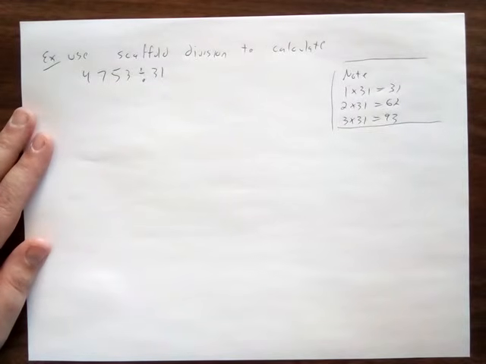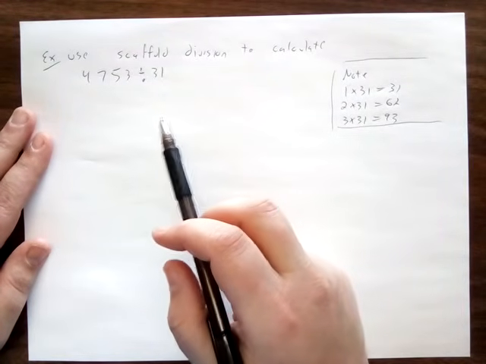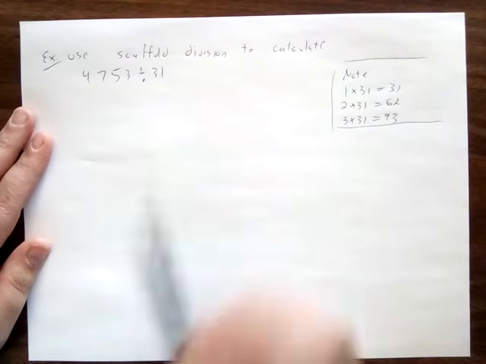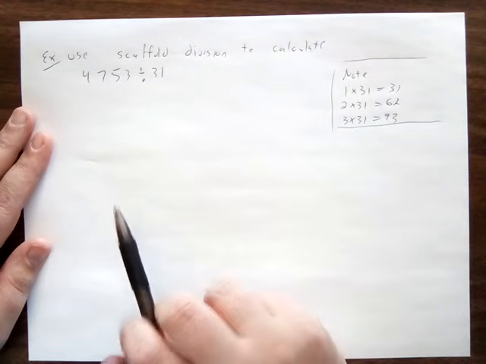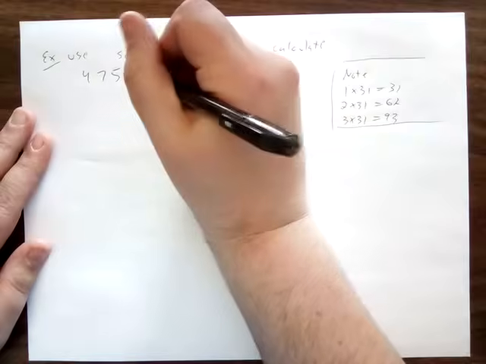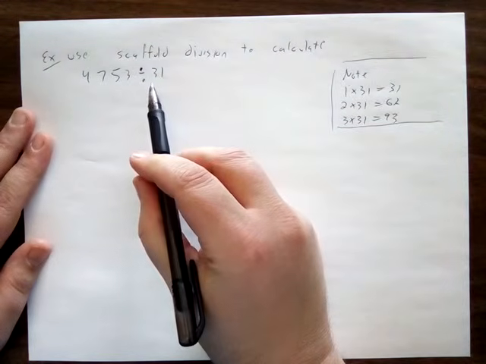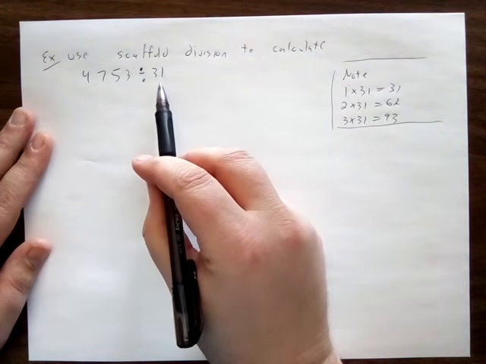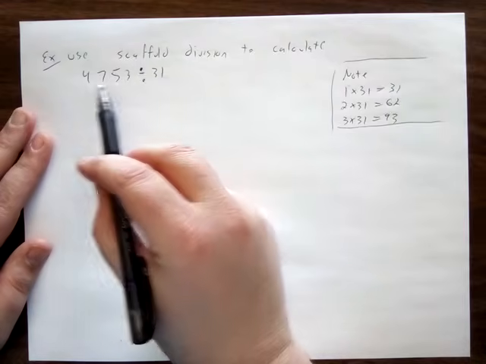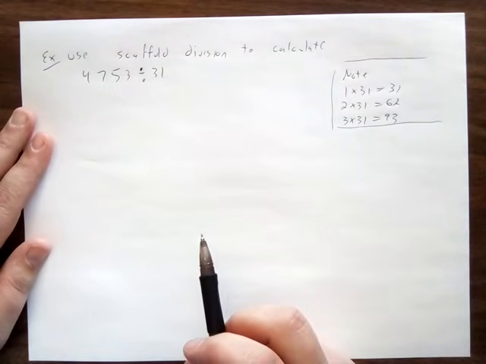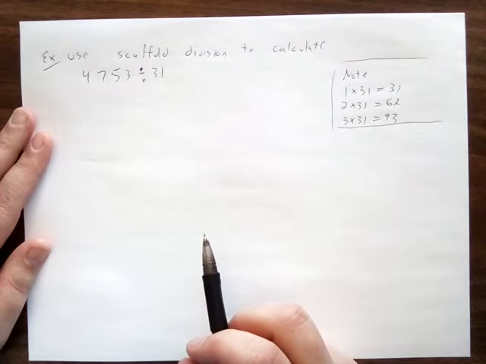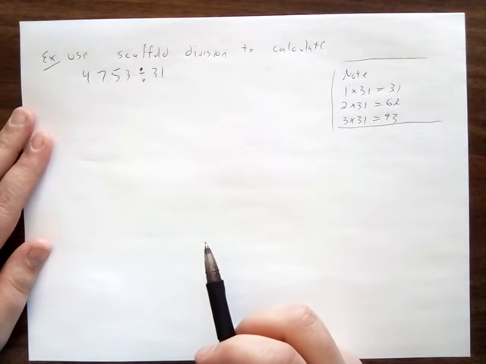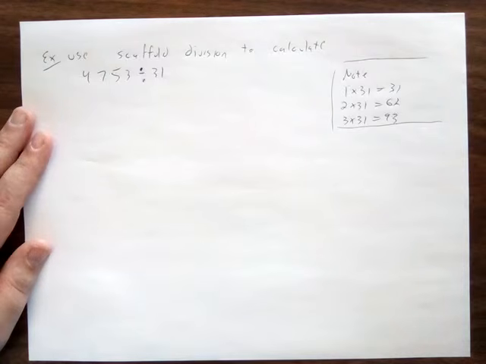In this video, I'm going to calculate 4,753 divided by 31 using scaffold division. And the idea with scaffold division is that we're going to be subtracting convenient multiples of 31 from 4753 until we can't subtract any more. What'll be left over, that'll be the remainder. The number of groups of 31 we remove, that'll be our quotient.